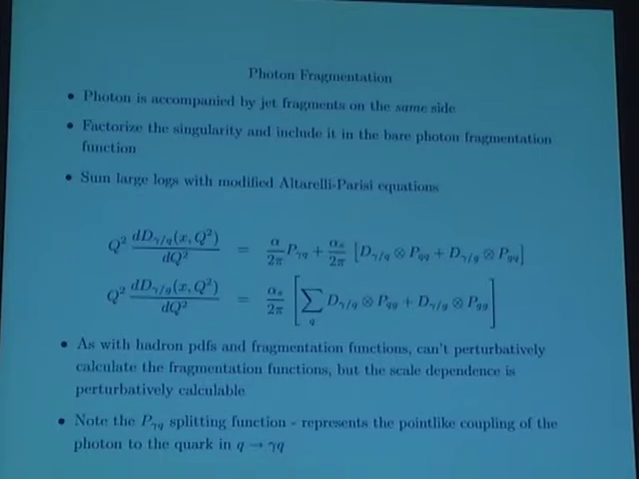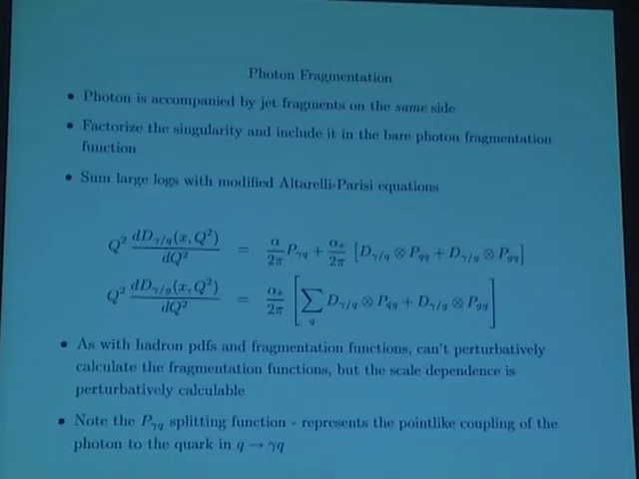Now, as with any of the Altarelli-Parisi equations, we can calculate the Q-squared dependence of these fragmentation functions, but we can't calculate the boundary value. So you have to have some model that tells you what these fragmentation functions start out as, but once you know that, you can calculate the evolution in Q-squared. There is one additional proviso, and this is worked out in detail in the appendix, and we'll refer to this in several points.